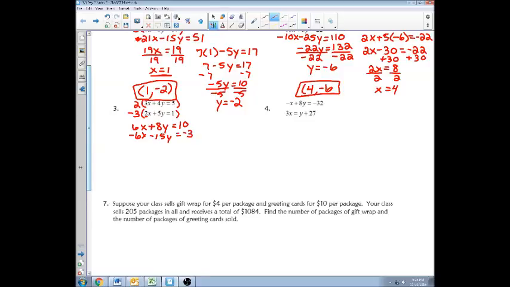The 6x and the negative 6x would cancel. So I'd have 8 minus 15, which would be negative 7y, will equal 10 minus 3 is positive 7. Divide by negative 7. Y would equal negative 1.